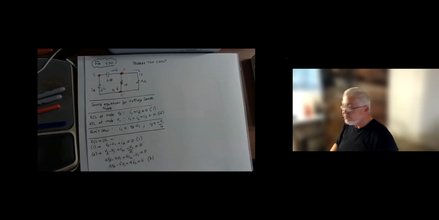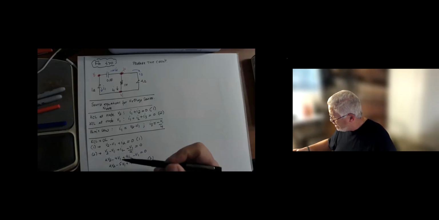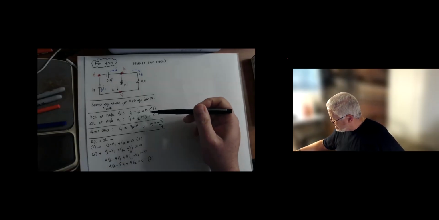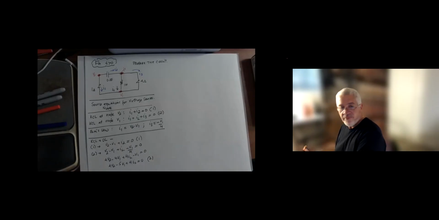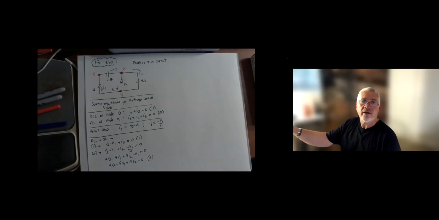And then collecting terms, I have 4V2 minus 5V1 plus 4IL equals 0. So this is my new equation 2, and this is my equation 1 right there. Okay. So at this point here, what have I done here? I've essentially done KCL, I've done Ohm's law, I've used the Ohm's law into the two equations right there. Okay. So that's where we are here.